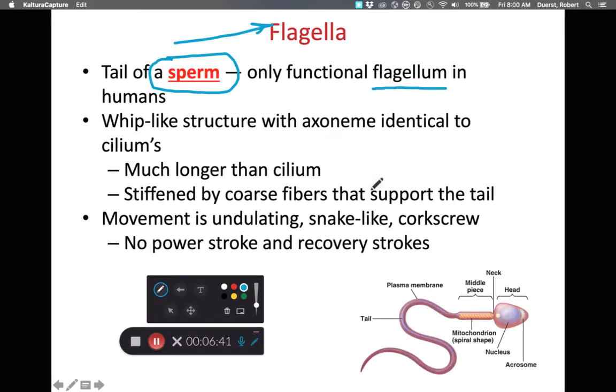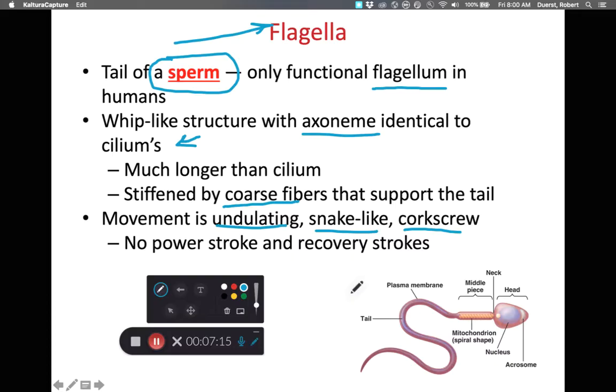And as we look at this whip-like structure, its axoneme is identical to the cilium's axoneme. The main difference, though, is that it's much longer. So the generalized structure, it's like a big cilia, for lack of a better analogy. And to help strengthen the flagella, it's going to be stiffened with very coarse fibers that will support the tail, and the movement of the flagella can be undulating, snake-like, and or described as corkscrew.